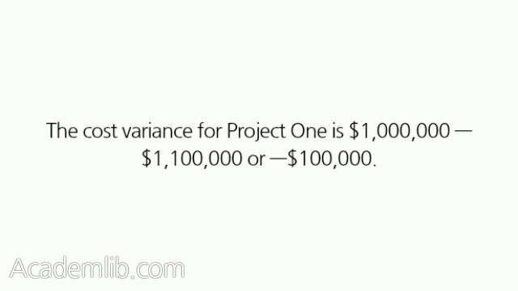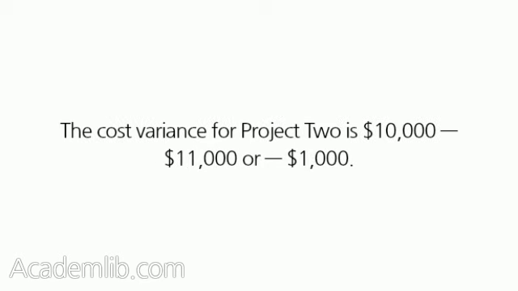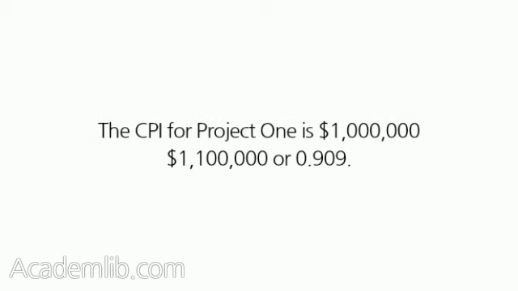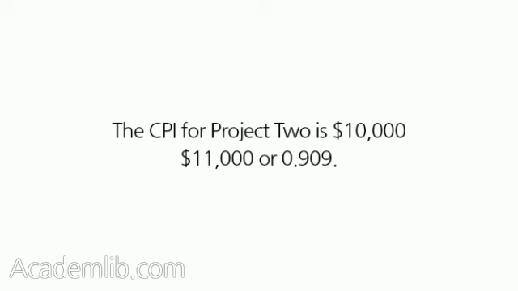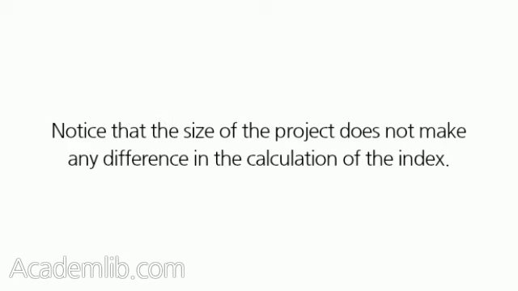The cost variance for Project 1 is $1 million minus $1,100,000 or minus $100,000. The cost variance for Project 2 is $10,000 minus $11,000 or minus $1,000. The CPI for Project 1 is $1 million divided by $1,100,000 or 0.909. The CPI for Project 2 is $10,000 divided by $11,000 or 0.909.